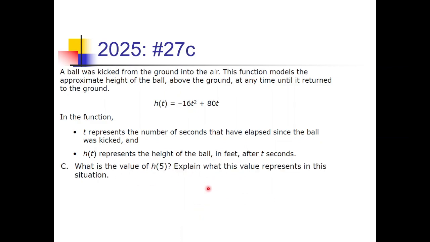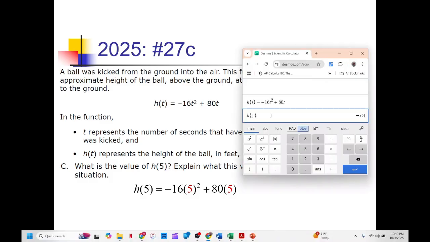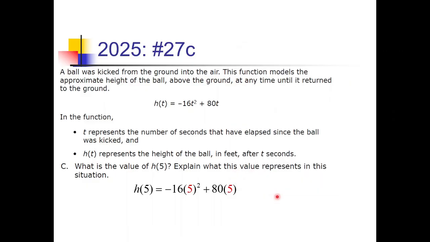For part C, now they want to know the value of h of 5, so now we're plugging 5 in for all of those t values. And once I've shown that, I'm definitely going to go to the calculator and just plug that in. I don't feel like trying to do this without it. So h of 5 gives us 0.